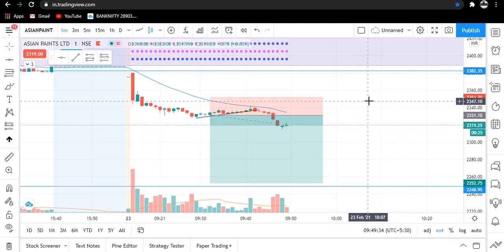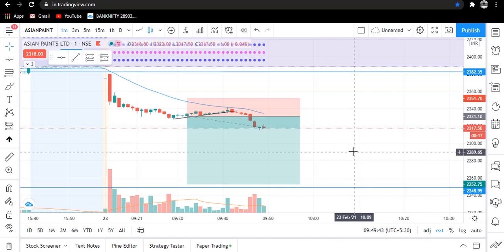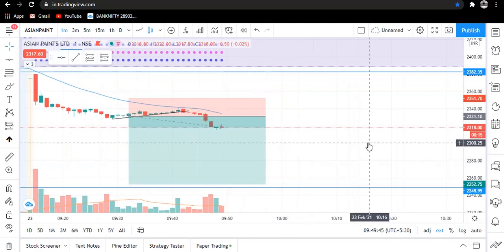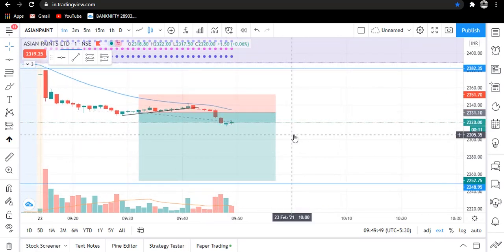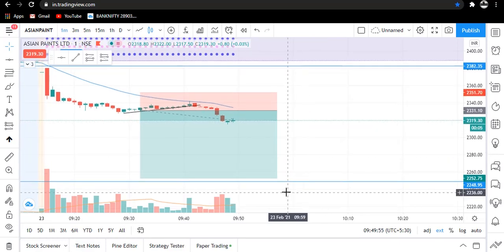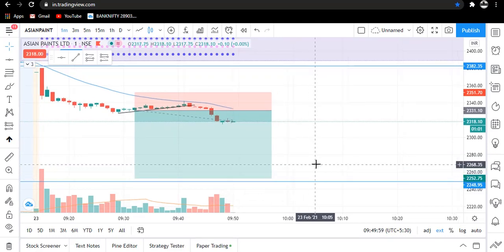So traders, coming on to today's trade, I have taken a trade in Asian Paint on the sell side and I have shorted two quantities. You can see here, traders. I entered here, my stop loss is above this swing high and my target is this, which is the next support for Asian Paint.